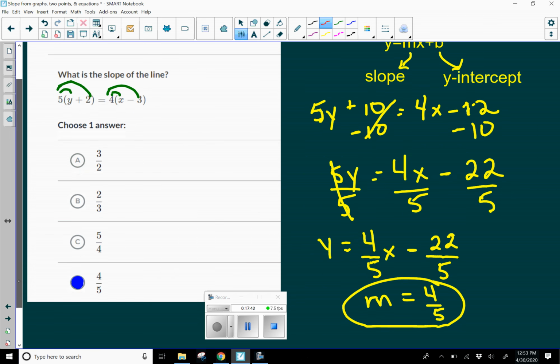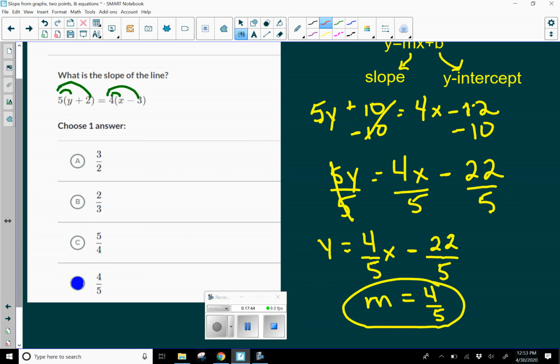Let's do one last one. Again, there's some distribution that needs to happen here. So first, let's distribute our 5. That's going to leave us with 5y plus 10 equals, and then let's distribute the 4x minus 12. First thing I'm going to do is get rid of my 10 here. So I'm going to subtract 10 on both sides. That leaves me with 5y equals 4x, -12 minus 10, keep change, becomes -12 plus -10, giving me -22.